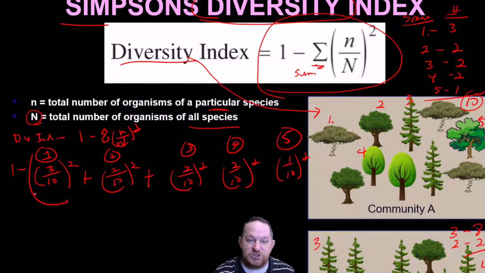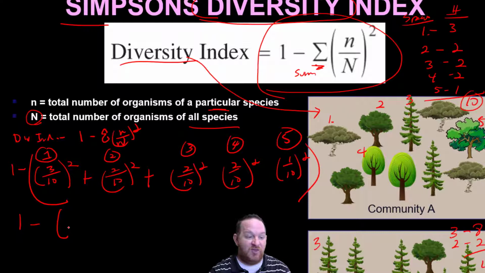So basically, we have to add all these up because remember we're doing the sum of these. So now let's go ahead. 1 minus, here's where you're probably going to need your calculator, right? So you could take your handy dandy calculator and you could put this in decimals however you want. You could say 3 divided by 10. That is 0.3 and then square it. Just using your handy dandy calculator. And so I get 0.09 for that.